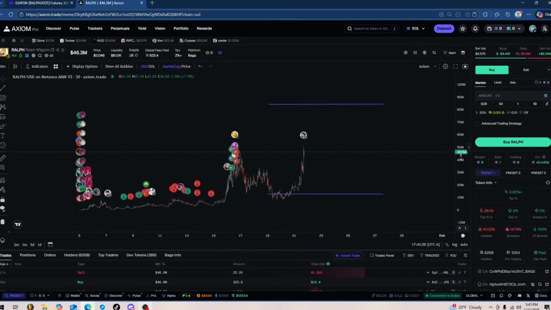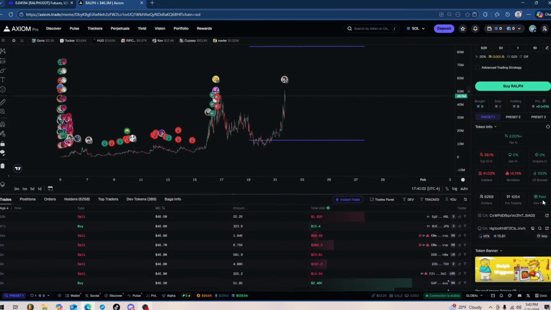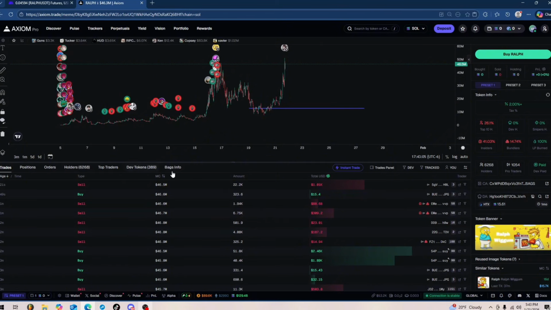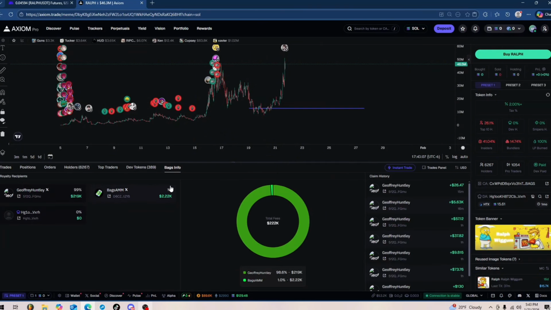Okay, so let's go back to the chart here. As you guys can see, 6,000 holders here. You can actually view bags info on Axiom, which is really sick. I'll leave the link to Axiom in the description, as well as mexc. As you can see, we have claim history. This is a super cool addition that Axiom added into their site actually.